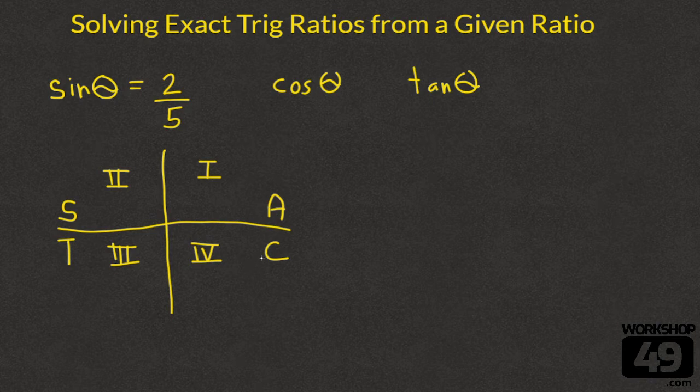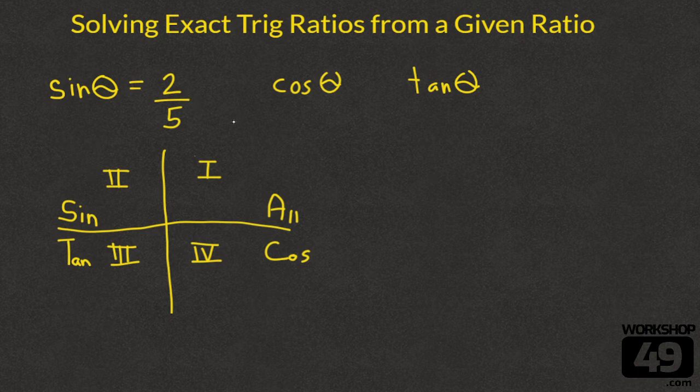What this cast means, C-A-S-T, is which quadrants, which trig ratios are positive. So in quadrant 1, the A stands for all. Sine, cos, and tan will all be positive in quadrant 1. In quadrant 2, only sine will be positive. Cos and tan will be negative. In quadrant 3, only tan will be positive. Both sine and cos will be negative. And in quadrant 4, only cos will be positive. Sine and tan will be negative.